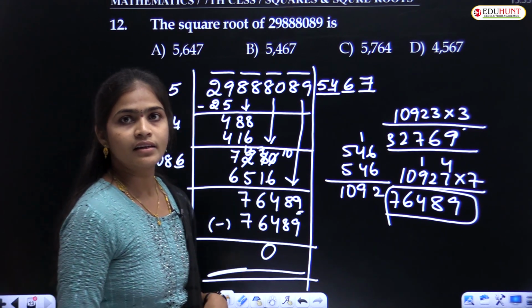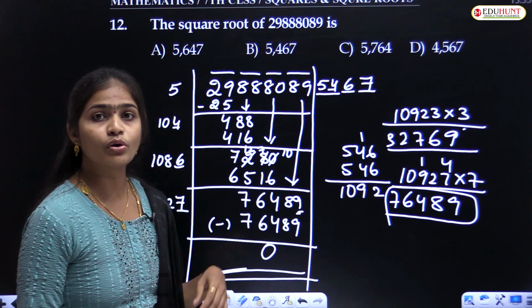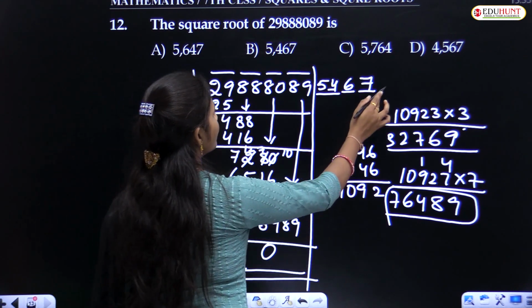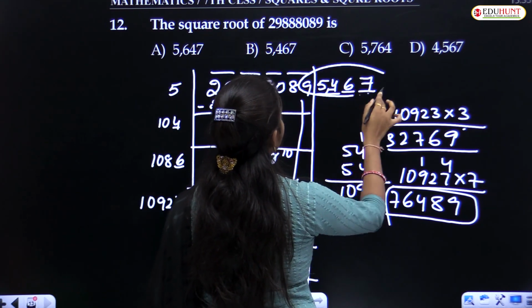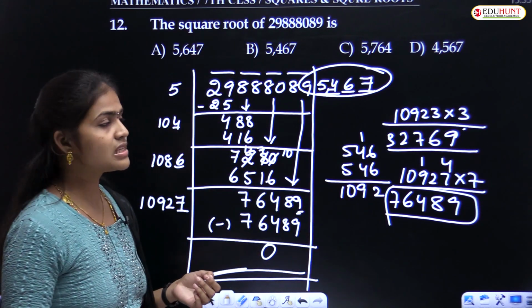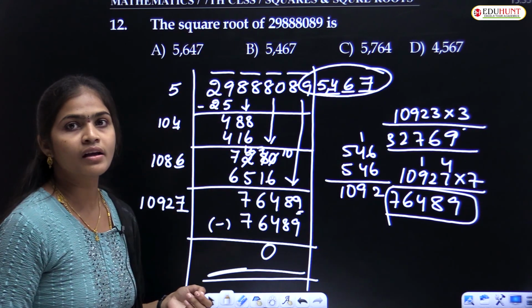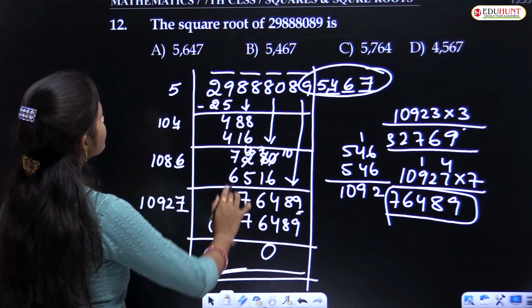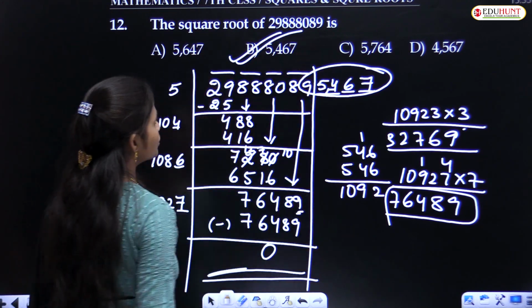Okay, so completed. Now which one is the correct answer and what is the square root? The square root is 5,467. 5,467. Which option is correct? Yes, option B is correct.